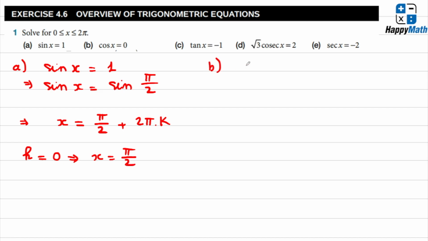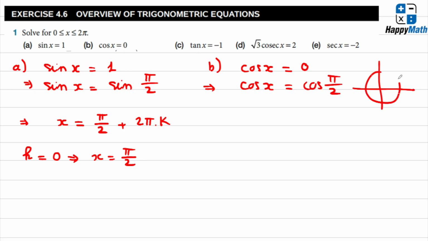Question B, another special case of sine and cos. For cos x equal to 0, shift cos of 0, you get pi over 2. But for this question, you have two positions where cos equals 0. You have the unit circle in this form. Here is cos and here is sine. Cos x equal to 0 means you have this point and another point here.